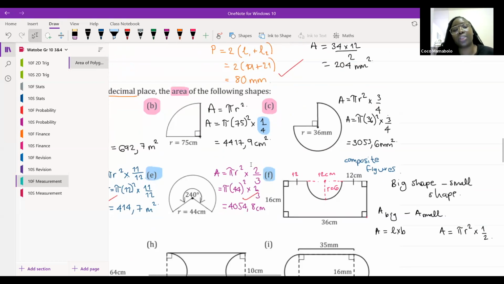Kamogelo, no, your answer is correct. I was just being very OCD about the decimal places, but your answer is correct, Kamogelo, don't stress.